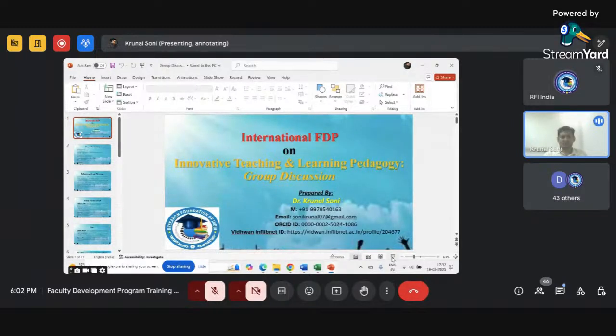Rules and regulations, as I already mentioned: the moderator and facilitators have to communicate the rules and regulations well in advance, but at least before starting the group discussion, right? So it is very, very important that it is conveyed well in advance, with the consideration of the time limit also. Then, predefined format.